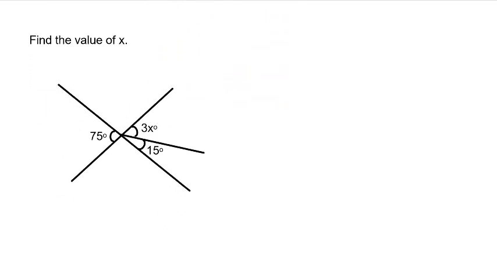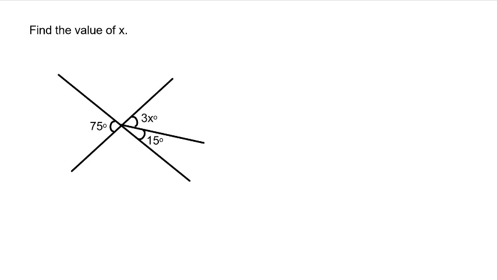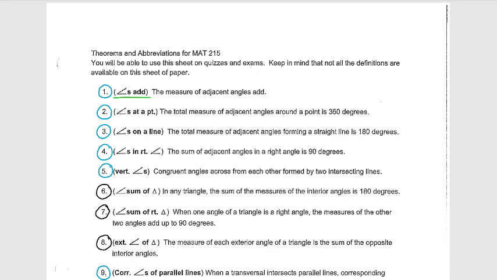With that said, I've got this picture and I want to find x. Here's my point. What I'm going to do here is label this A and this B because they're missing. I'm going to look at the first thing that I see. What do I notice? If I look at A, I can see that A plus 75 will give me 180 degrees because they form this straight line right there. So I'm going to say A plus 75 is equal to 180 degrees, and that's because of angles on a line. If we go back to our theorem sheet, angles on a line is number 3.